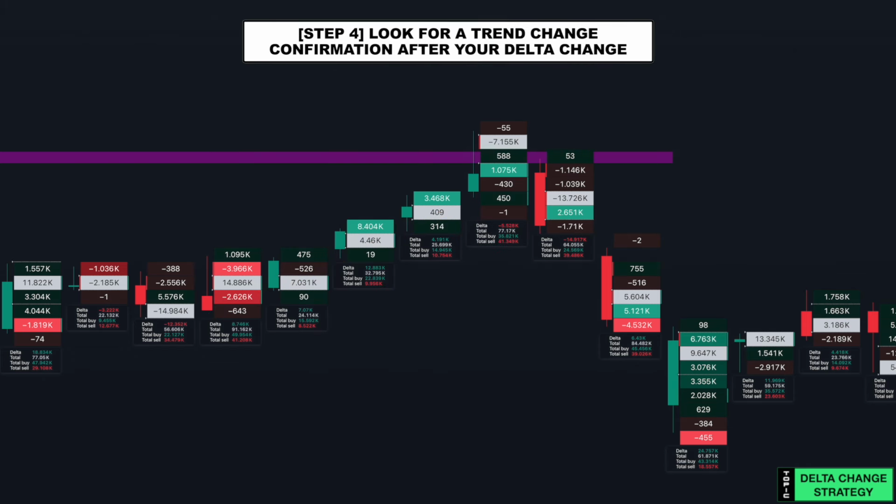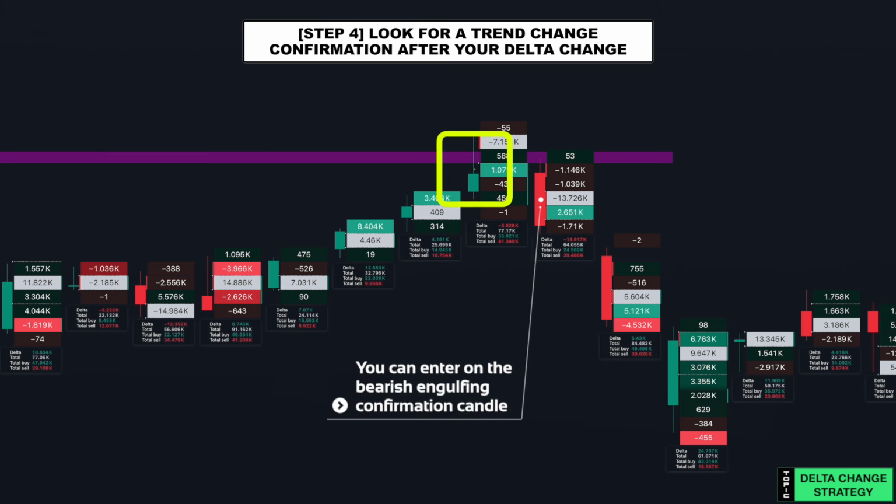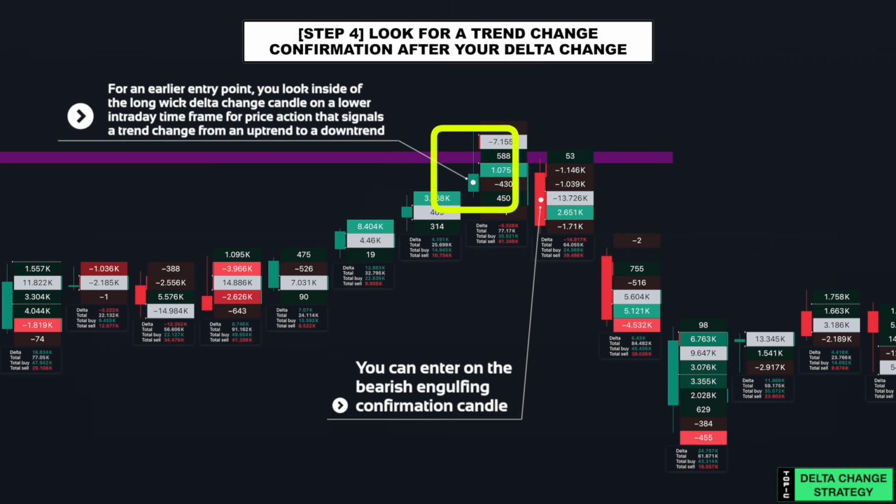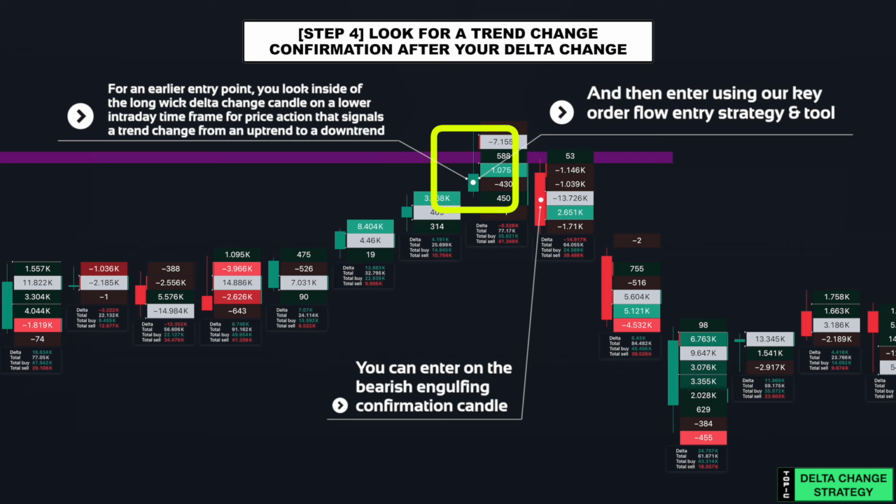Look for a trend change confirmation after your delta change. You can enter on the bearish engulfing confirmation candle, but for an earlier entry point, you need to look inside of the long wick delta change candle on a lower intraday time frame for price action that signals a trend change from an uptrend to a downtrend, and then enter using our key order flow entry strategy and tool.